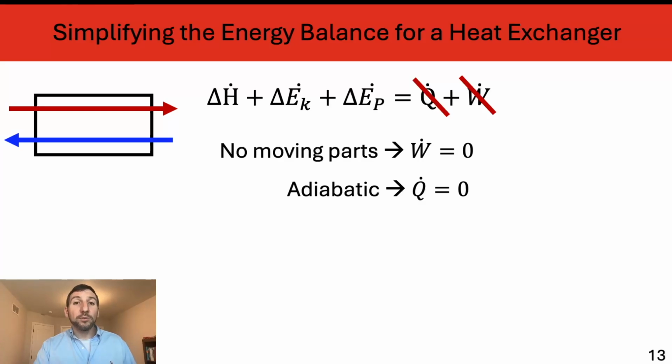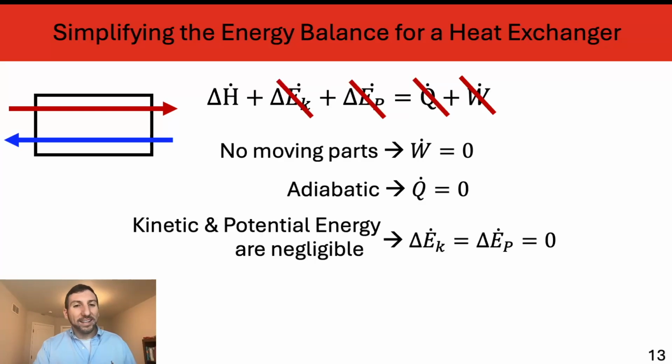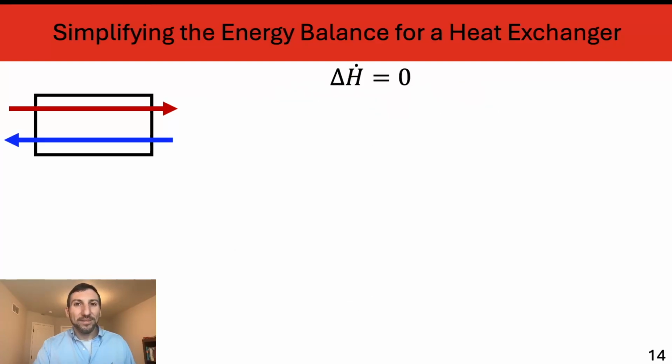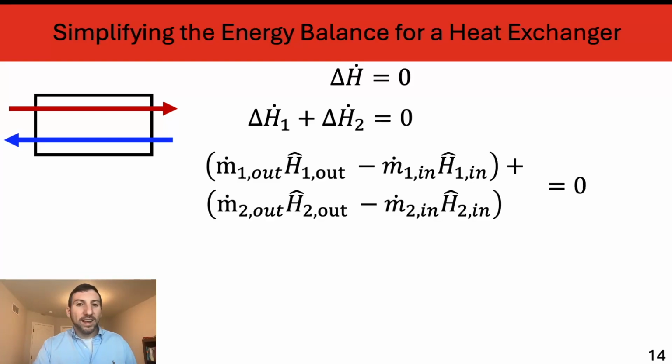The next thing we can do is we can assume that, again, I have negligible kinetic and potential energy changes. So those two terms go to 0, and that leaves me with my change in enthalpy is equal to 0. And just like we've done before, we're going to further simplify this down. So we've got change in enthalpy equals 0, and we can now break it down into the change in enthalpy for my one stream and the change in enthalpy for my second stream. And now you've got your change in enthalpy where you've got your outlet minus inlet term for both streams 1 and 2 are going to equal 0.